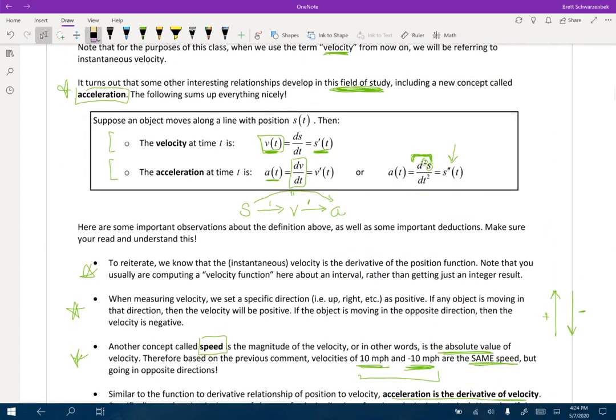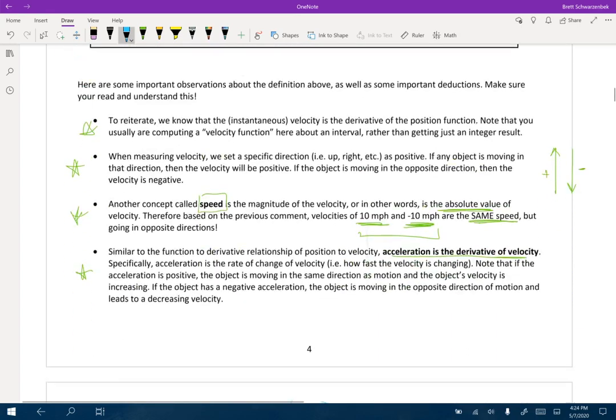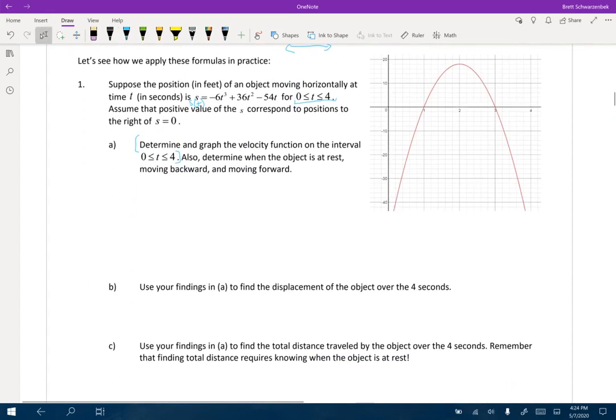Let's get rid of all the noise here. So if we want to find the velocity of a function, we must take the derivative of the position function. So that's what we're going to do. So we're going to do s prime of t, which is v of t, is going to be equal to, find the derivative of this value.